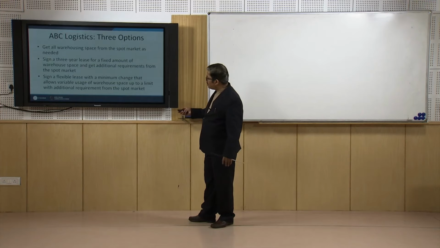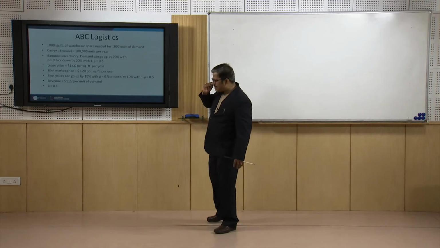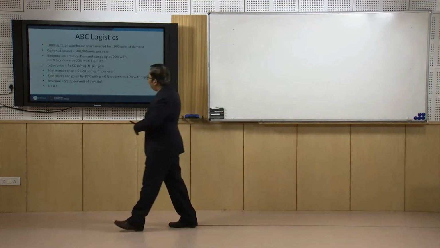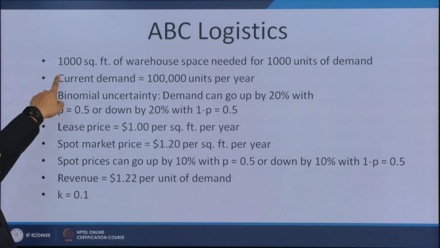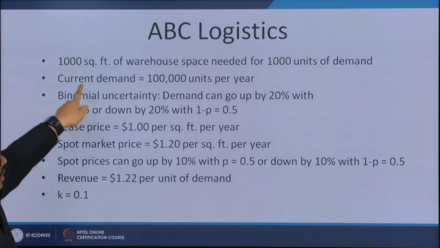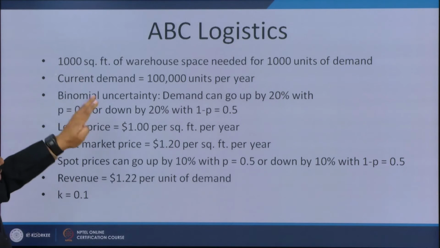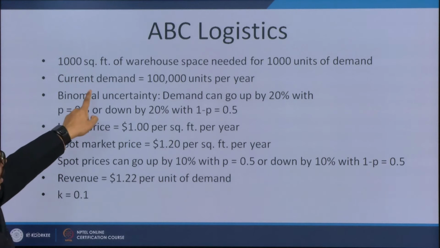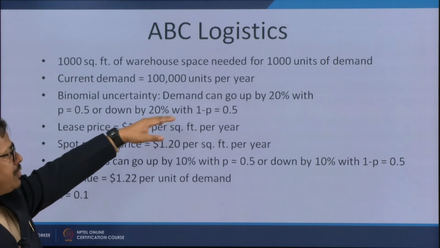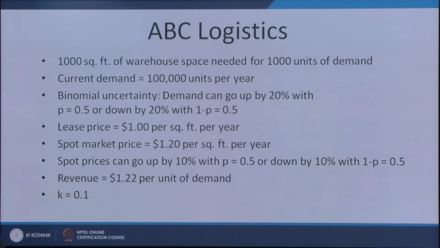Now, coming to some specific data. So the data says you require 1000 square feet of warehouse space for 1000 units. 1 unit takes 1 square foot. So for 1000 units you take 1000 square feet. See, current demand is 100,000 units per year. That is the current level of the demand.